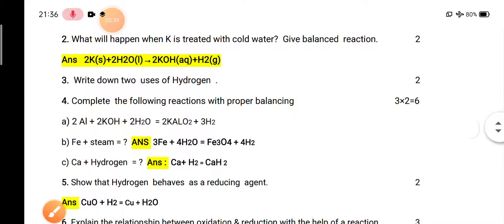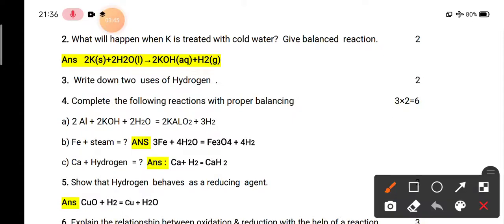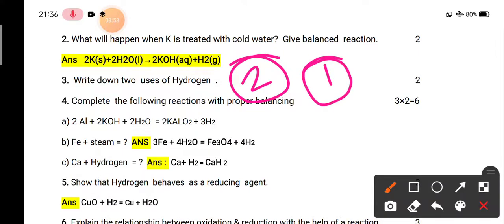Let's move to the next question. That is, write down 2 uses of hydrogen. It is a simple question. If you write 2 uses of hydrogen, you will get 2 marks. If you write only 1, then you will get only 1 mark.